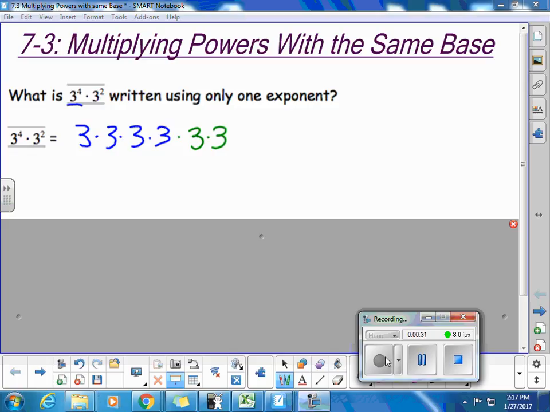So we can rewrite this as 3 to the 1, 2, 3, 4, 5, 6, 3 to the sixth. So 3 to the fourth means we have 3 four different times. 3 to the second means we have 3 two different times. So altogether we have 3 six times. So 3 to the sixth.